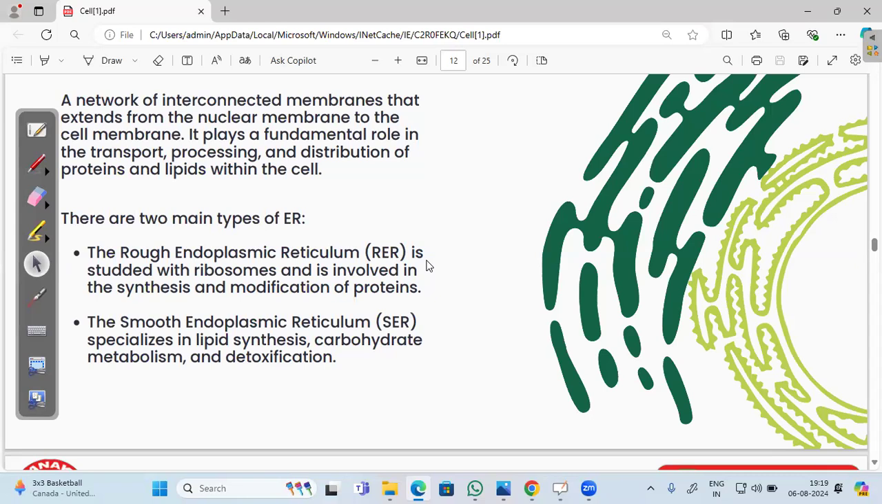Okay, I showed you another structure for the endoplasmic reticulum, to have the details of the endoplasmic reticulum.